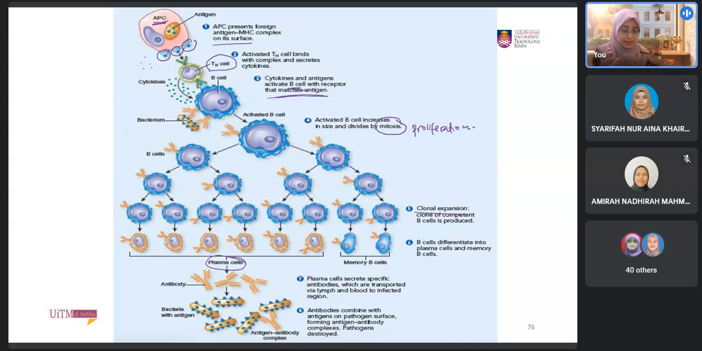Because it functions during the time of infection. So the plasma cell functions to secrete antibody that will circulate in your body fluid. As for the memory cell, you can see here, B cell differentiates into plasma cell and memory cell. Okay, so plasma cells secrete specific antibody.